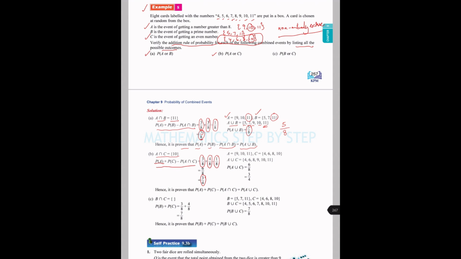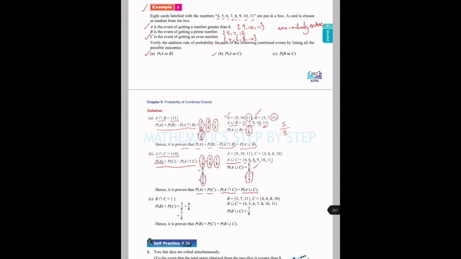So now we want to list all the possible outcomes. So A union C is 4, 6, 8, 9, 10, 11. Okay, there are 6 of them, so 6 out of 8. Again, we get the same answer. And it is proven that probability of getting A plus probability of getting C minus probability of getting A intersect C is equal to probability of getting A union C, okay? So now, let's proceed to part C.